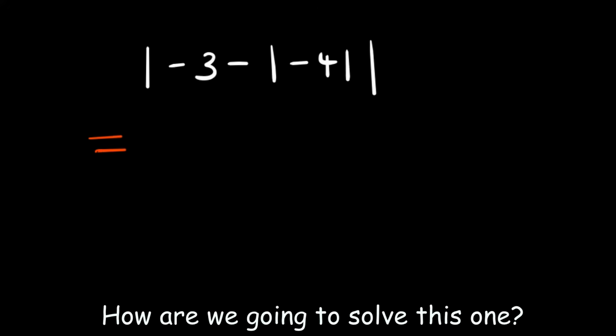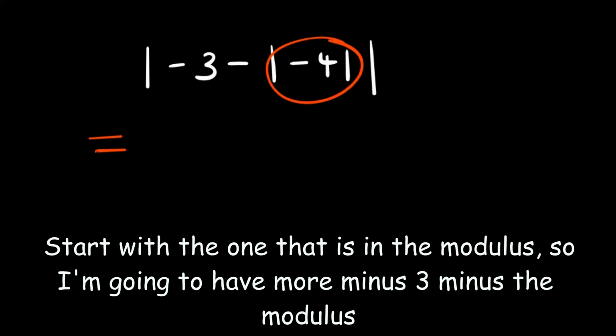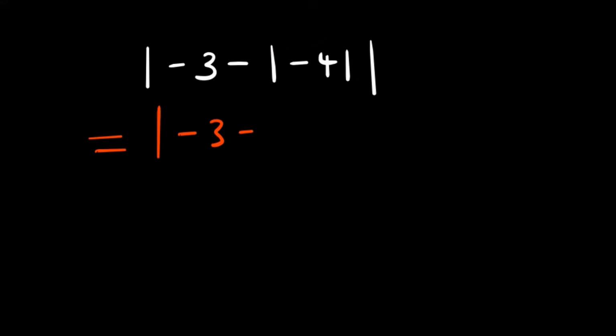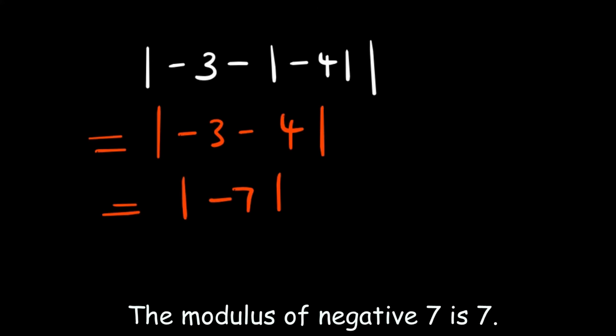How are we going to solve this one? Start with the one that is in the modulus. So I'm going to have minus 3 minus the modulus of negative 4, that is a 4. Then put the modulus. Then negative 3 minus 4, that is negative 7. The modulus of negative 7 is 7. So that's how you're going to solve that one.